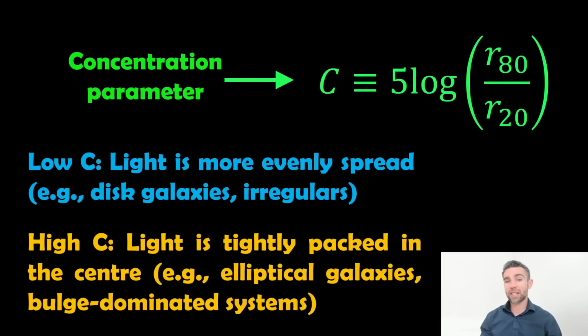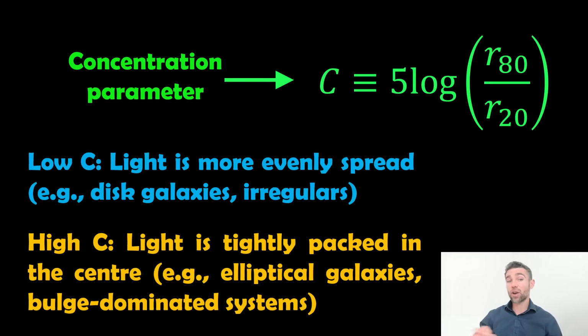Now what we're doing here mathematically is, again, looking for how evenly distributed that light is from the centre to the outer part. If you've got a low C, a low concentration parameter, then the light is more evenly spread throughout the galaxy. As we get from the centre to the outer part, there's not a huge drop in the brightness. And this could be indicative of a disk galaxy, a spiral galaxy, or an irregular galaxy maybe.